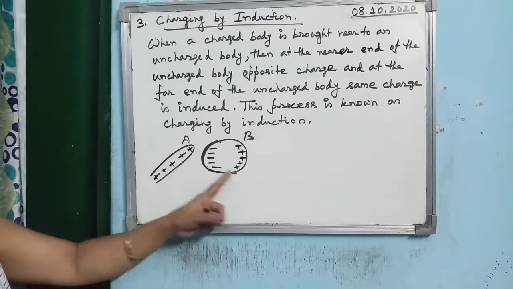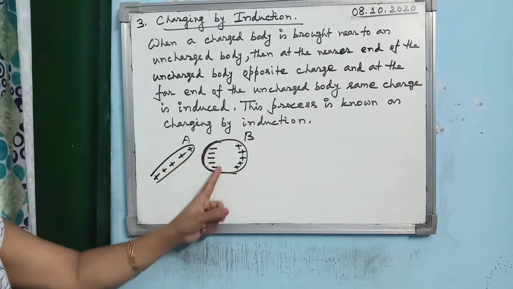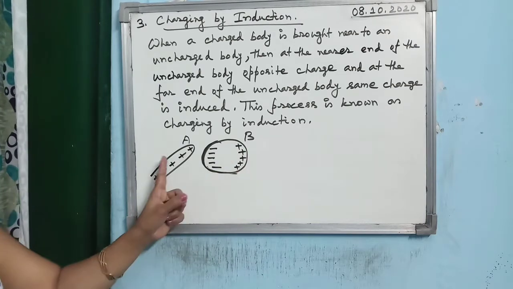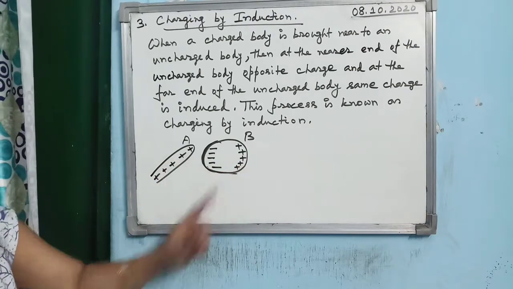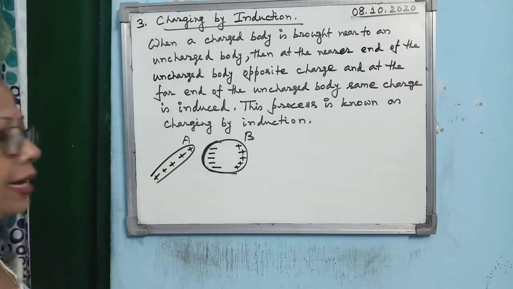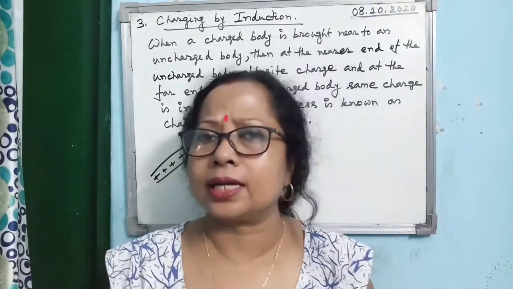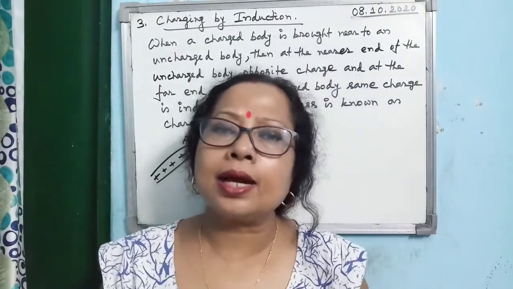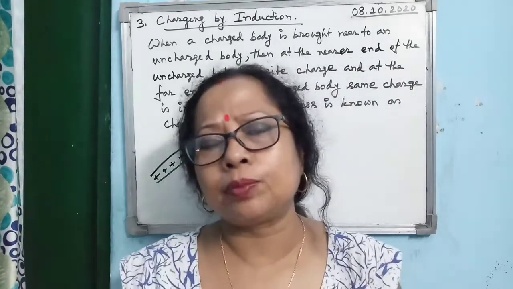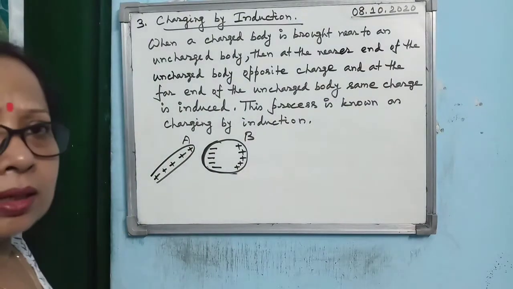Alright, you see here what is happening? Here a positive charge you have brought. So here negative charge is induced and at the far end the same charge, plus, is induced. So this process is known as charging by induction. Charging by conduction is easier than charging by induction, because in conduction you will just touch the charged body with the uncharged body and they will get the charge. But in this case it is a little bit complicated.